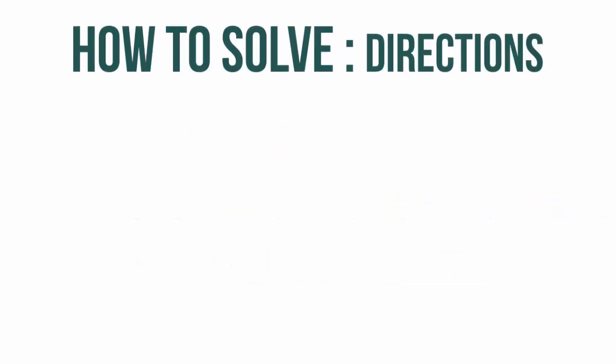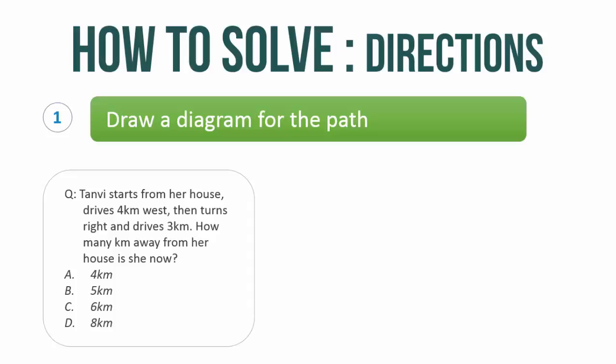Let us look at how to solve directions questions with the help of an example. Tanvi starts from her house, drives 4 kilometers west, then she takes a right turn and drives for 3 kilometers. The question is, how many kilometers away from her house is she now?